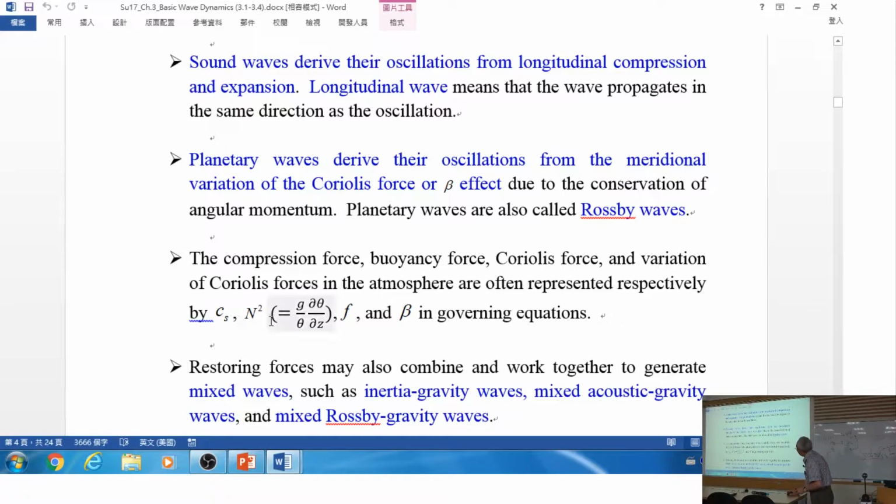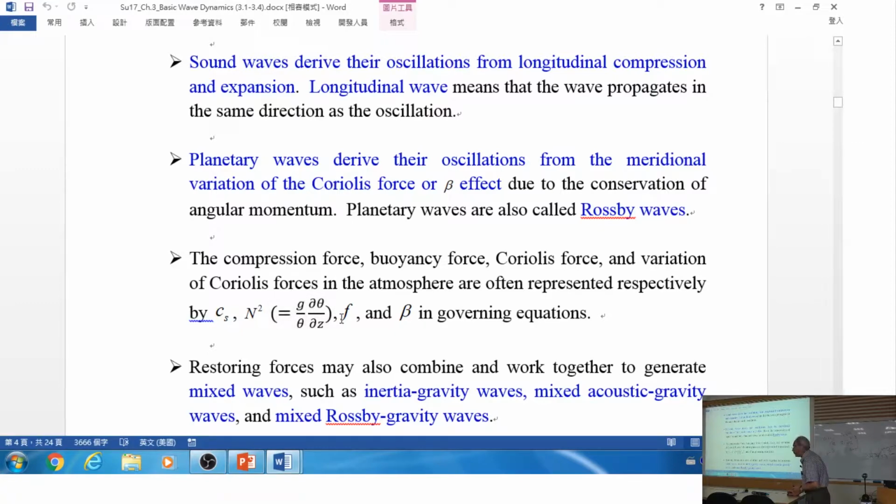And if you contain N squared, where N is defined as g over theta dtheta/dz, okay, that's associated with the buoyancy force, and it gives you the frequency. What kind of frequency is that? The Brunt-Väisälä frequency, okay? So if it contains this, then your system contains gravity waves.